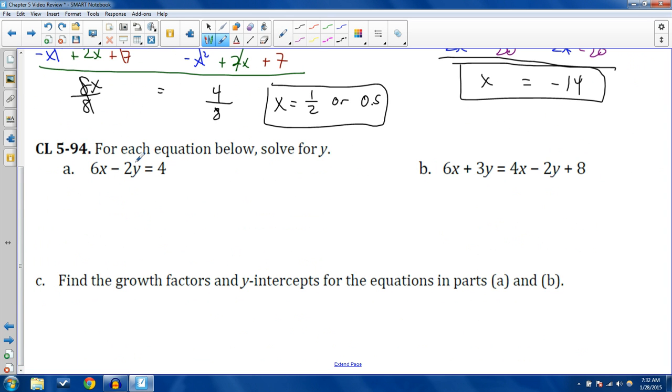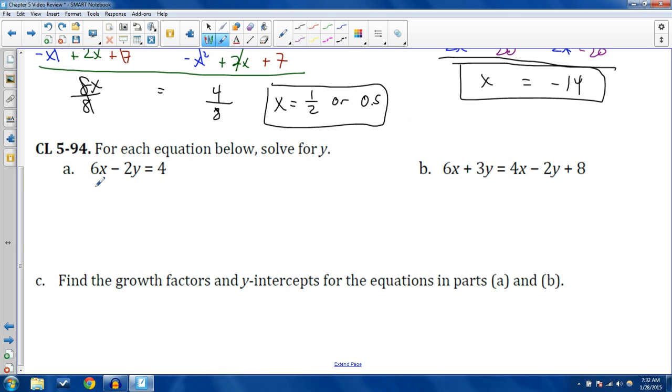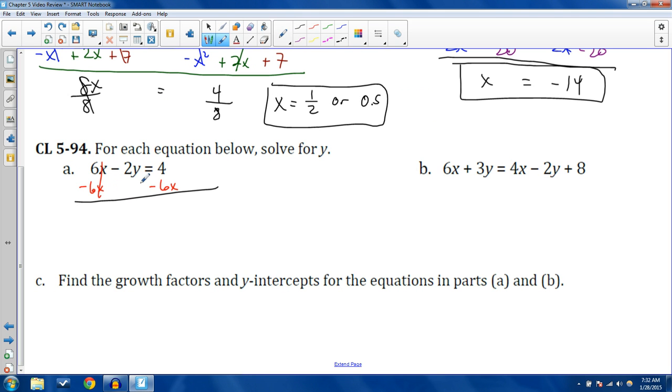Everything's simplified as much as we can. Now we have to isolate. So isolate means get rid of this 6x. Let's get it over on this side. Subtract 6x, subtract 6x. You get 0 over here. We bring down the negative 2y, not a positive 2y, right? So we get negative 2y equals.